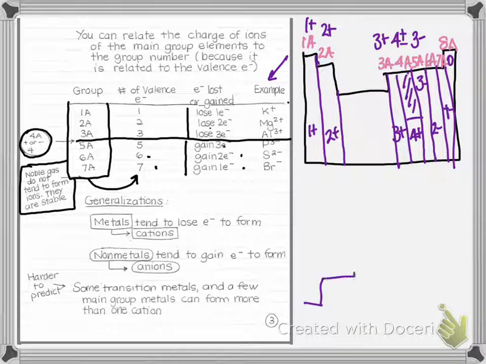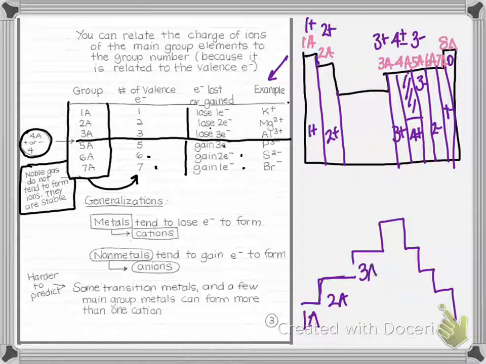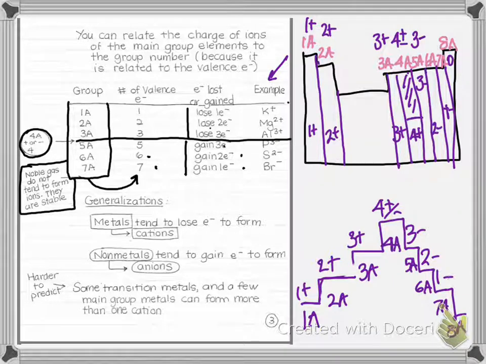So I kind of think of it like stair steps. So it's 1A, 2A, 3A, 4A, 5A, 6A, 7A. If you want to have an 8A, you could, and it'd be 1 plus, 2 plus, 3 plus, 4 plus or minus, 3 minus, 2 minus, 1 minus, and then 8A would have no charge because they're stable.